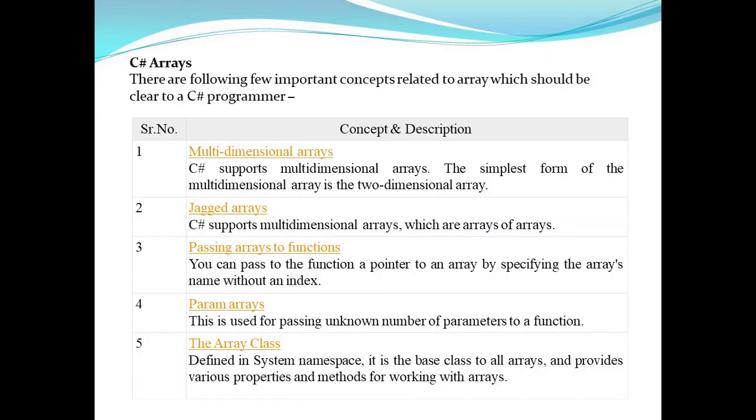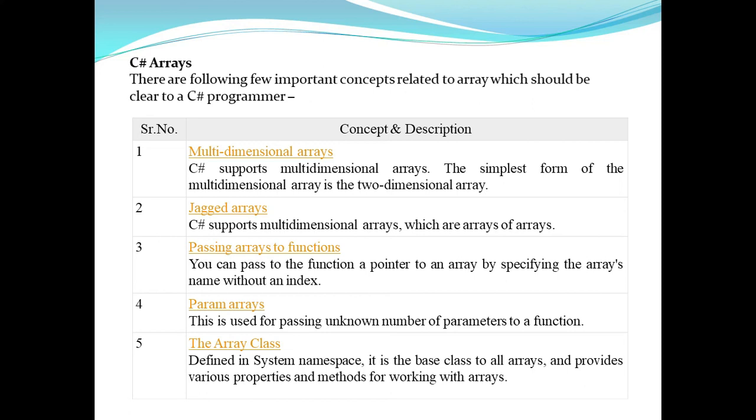Okay. Then let us discuss how many types of arrays are here. So there are the following important concepts related to the array which should be clear to a C# programmer. In this sequence, the first is the multi-dimensional array. C# supports multi-dimensional arrays. The simplest form of the multi-dimensional array is the two-dimensional array. Okay. Jagged array. C# supports jagged arrays, which are arrays of arrays. And third is passing arrays to functions.